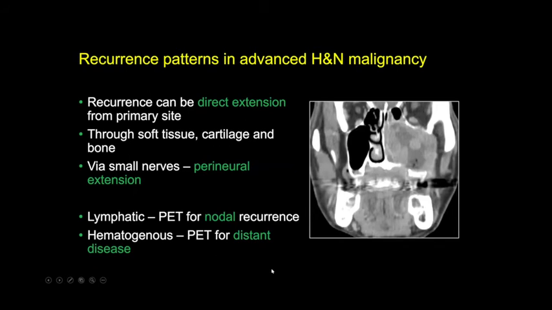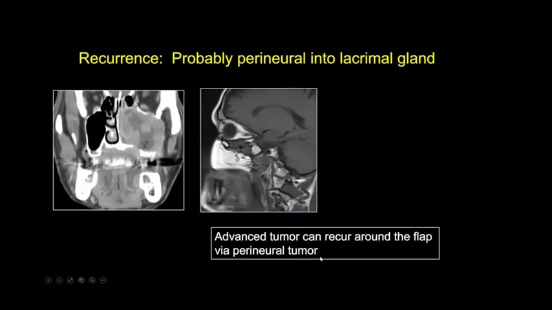Tumors in the head and neck can recur in several manners. They can recur with direct extension, and that's what some of these recurrences that I've shown you have been: direct extension. They can extend through soft tissue and cartilage and bone, but they can also extend via small nerves with perineural extension. Other speakers in this session will be discussing lymphatic and hematogenous spread of advanced head and neck cancer.